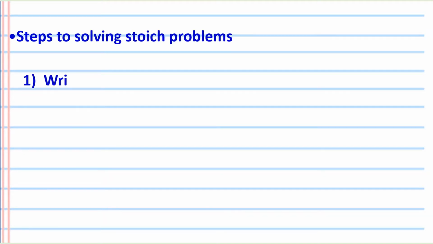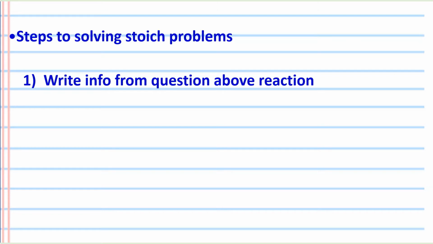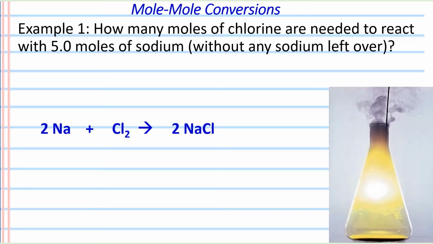And in this lesson, I'm going to show you how to solve stoichiometry using the proportion method. And the first step to that is you write the information from the question above the balanced reaction in the appropriate place. So let's see how that would work. As we read the question, we're going to take information in the question and put it over the balanced equation. It starts off by saying how many moles of chlorine. So that's what we're looking for. That's going to be X.